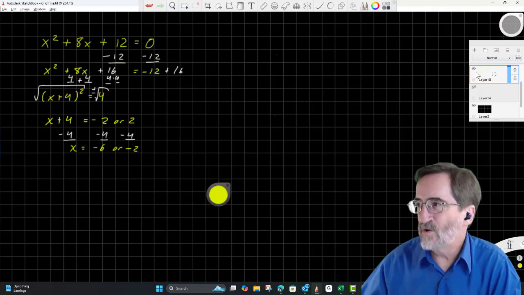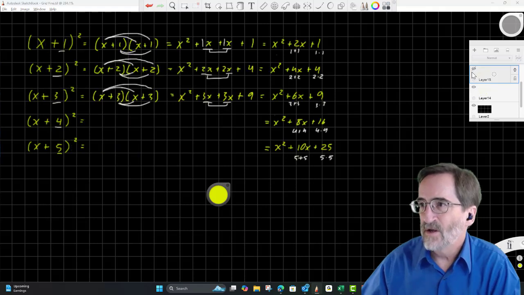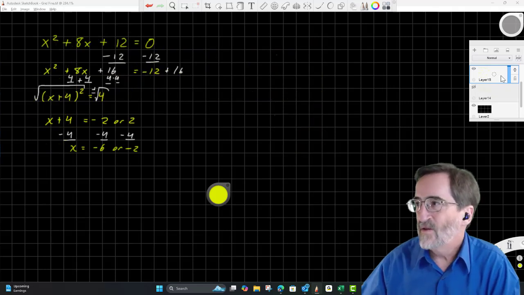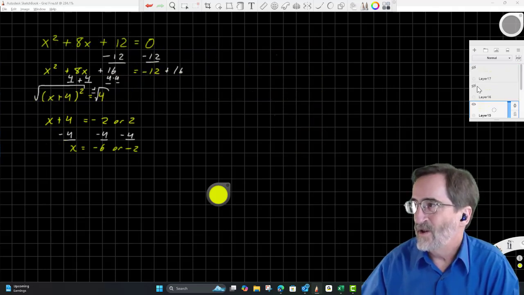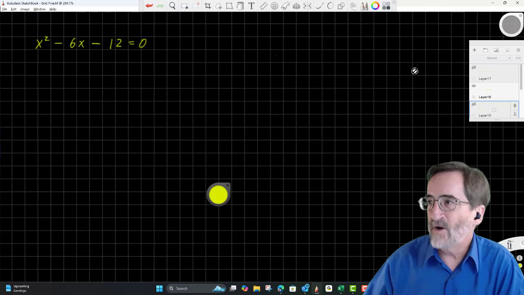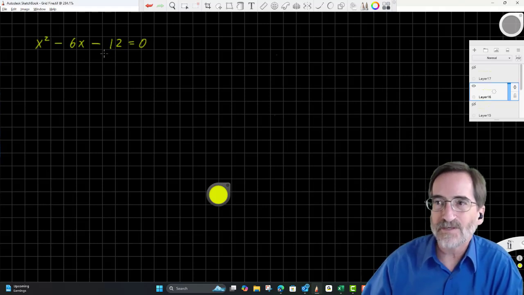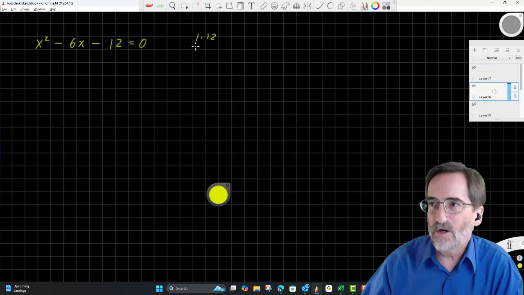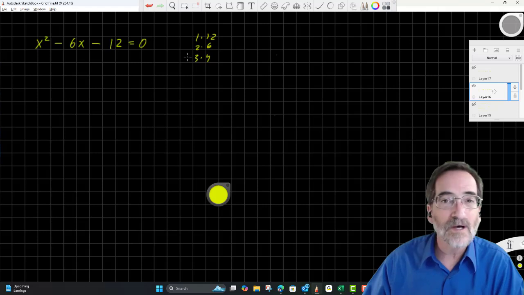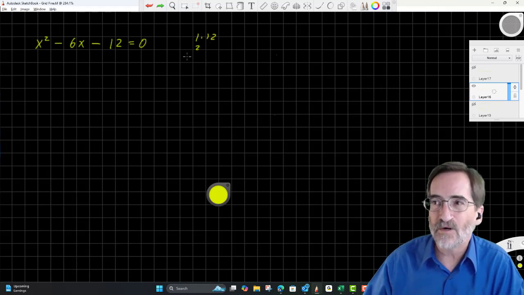But this one will not work out quite so nicely, because this is one that doesn't factor. You can try to come up with factors of 12 whose difference is 6. They are 1 and 12, 2 and 6, and 3 and 4. None of them have a difference of 6. 12 minus 1 is 11, 6 minus 2 is 4, 4 minus 3 is 1. So this will not factor, but it is still possible to find the roots or the zeros.